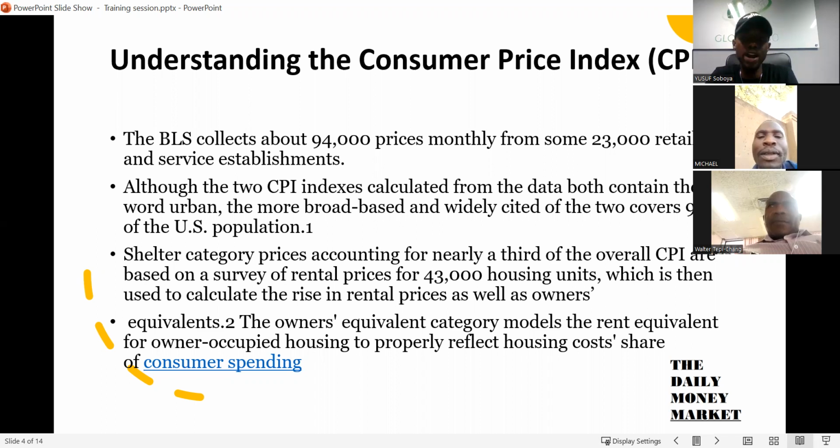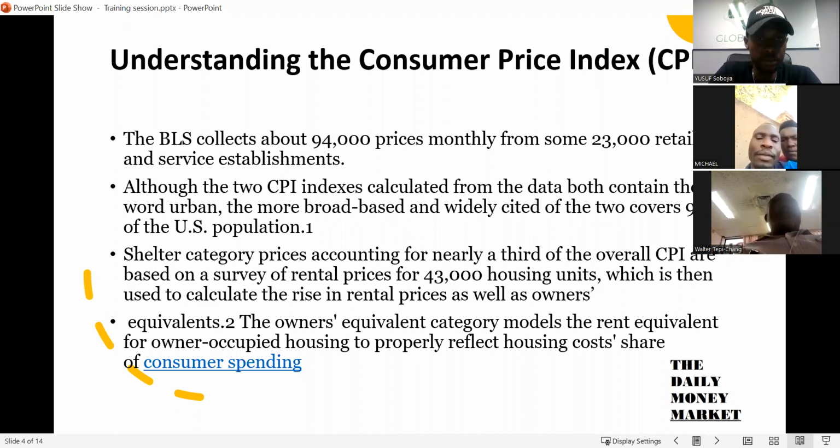The shelter category prices, accounting for nearly a third of the overall CPI, are based on a survey of rental prices for 3,000 housing units, which is then used to calculate the rise in rental prices as well as for owners. The owners' equivalent category models the rental equivalent for owner-occupied housing to properly reflect the housing cost share of consumer price spending.